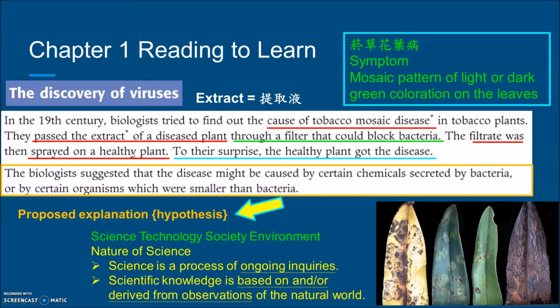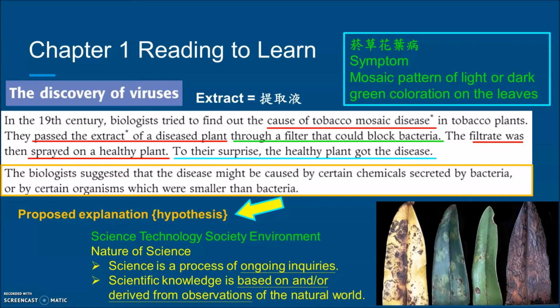Technically, if the disease is caused by bacteria, and the filtrate doesn't contain any bacteria, it will not infect the healthy plant. But to their surprise, the healthy plant got the disease. So they had some hypotheses. They suggested that the disease might not be caused by the bacteria, but by chemicals secreted by the bacteria. At this point I call it the toxin, produced by the bacteria to cause this disease.